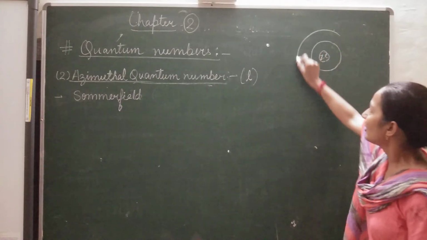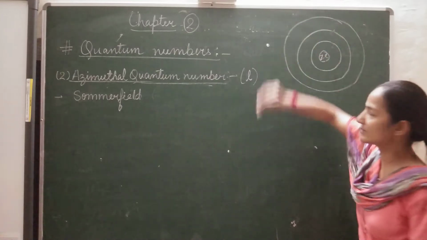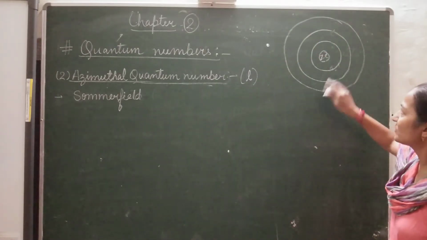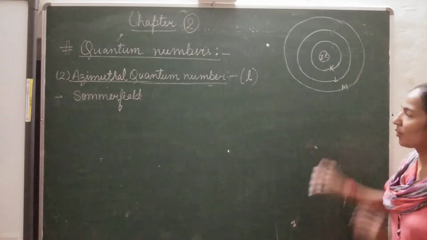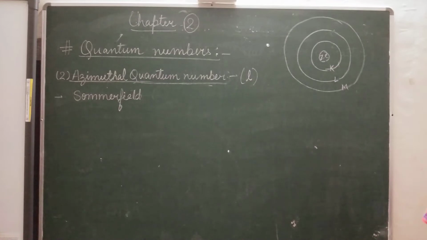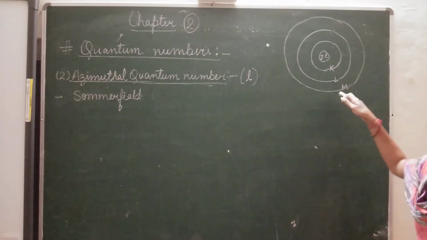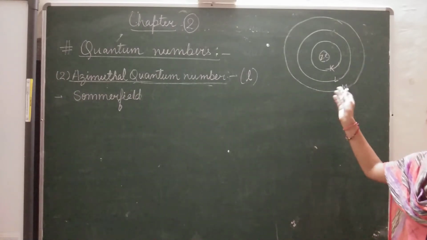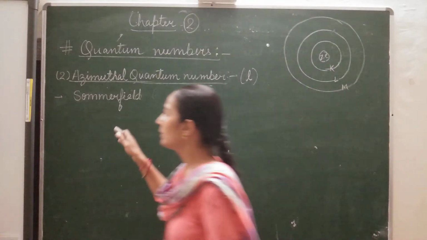the orbits, or these are the shells. The number of shells, that is n equals 1, is K, L, M, N and so on. This information is given by the principal quantum number: in which shell the electron is present, what is the energy of the shell, what is the name of the shell. All this information is given by the principal quantum number.